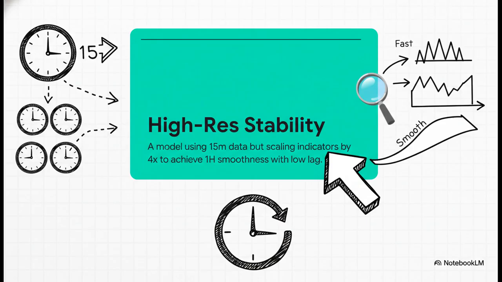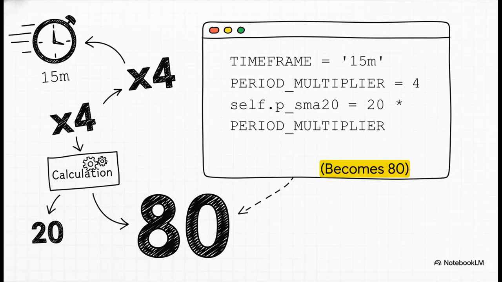Let's see how that actually looks in the code. And boom, here it is, right in the Python code. You can see it clear as day. The time frame variable is set to 15M. So, yep, we're pulling that high-frequency data. Then right below it, the period multiplier is hard-coded to 4. So when the code needs to calculate something standard, like a 14-period RSI or a 20-period moving average, it just multiplies that period by 4. So a 14-period RSI becomes 56, and a 20-period SMA becomes 80. It's a really simple, clean way to get that 1-hour smoothness with 15-minute responsiveness.